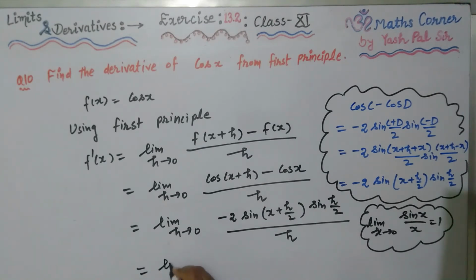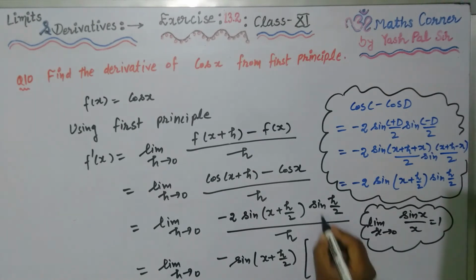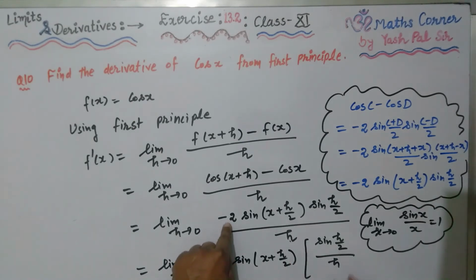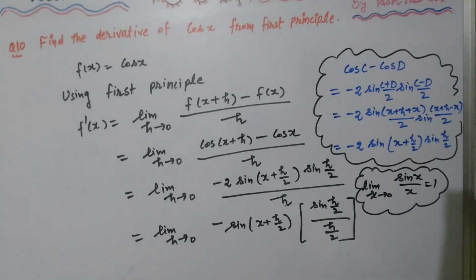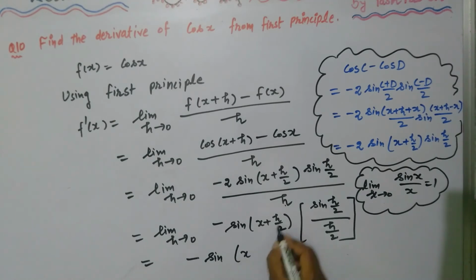Okay, so here what we do, this 2 will come here. The question becomes limit h approaches to 0 minus sine of x plus h upon 2 into sine h by 2 divide, this was h, and this 2 comes here in the denominator. Okay, for what we are doing this? Because we know this identity, we know this result, this becomes now 1. So if this is 1, rest of the part of the question we put h is equal to 0. So this becomes minus sine of x plus 0 upon 2 into this is 1.